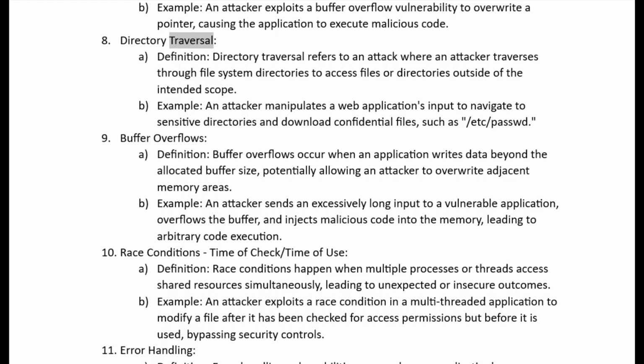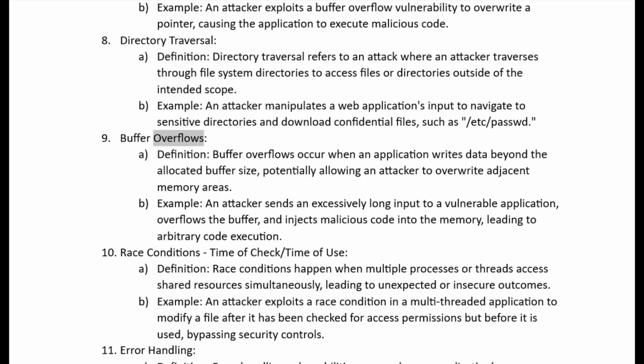Directory traversal. Definition: directory traversal refers to an attack where an attacker traverses through file system directories to access files or directories outside of the intended scope. Example, an attacker manipulates a web application's input to navigate to sensitive directories and download confidential files, such as /etc/passwd.